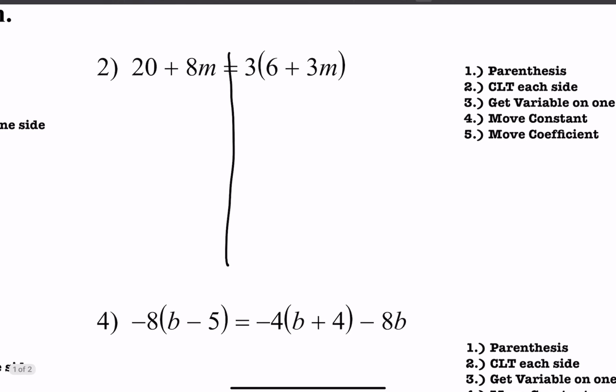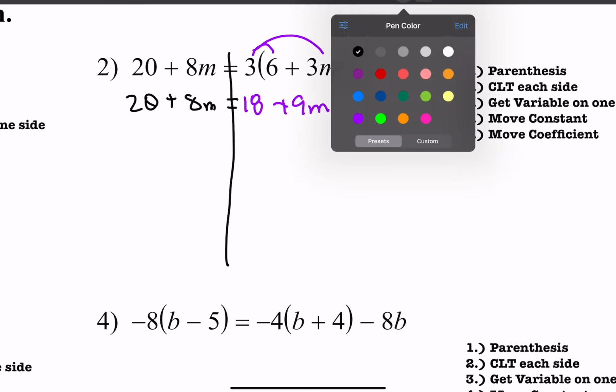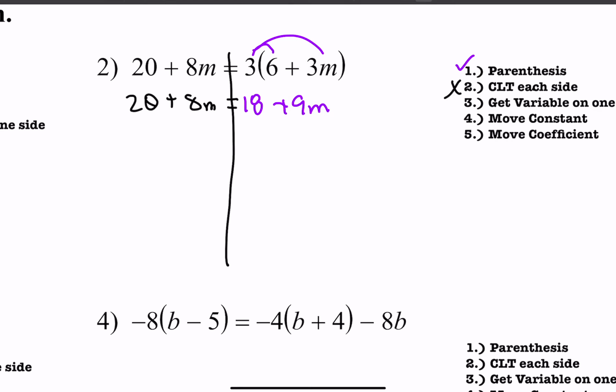Second one, balance bar. We have parentheses, so let's deal with that. 3 times 6 is 18. 3 times 3 gives us a plus 9m. Nothing else had parentheses, so I'm going to bring everything else down. We do not have any like terms, right? Not on the black side or the purple side, but we do have to get the variable on one side. So I'm going to subtract the 8m from both sides, and again I line it up so I know that these cancel and we're left with that 20 equals that 18.